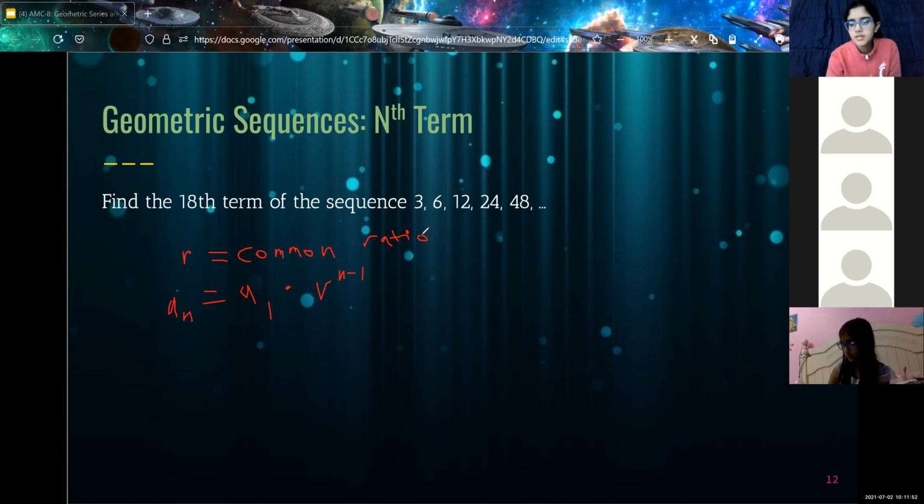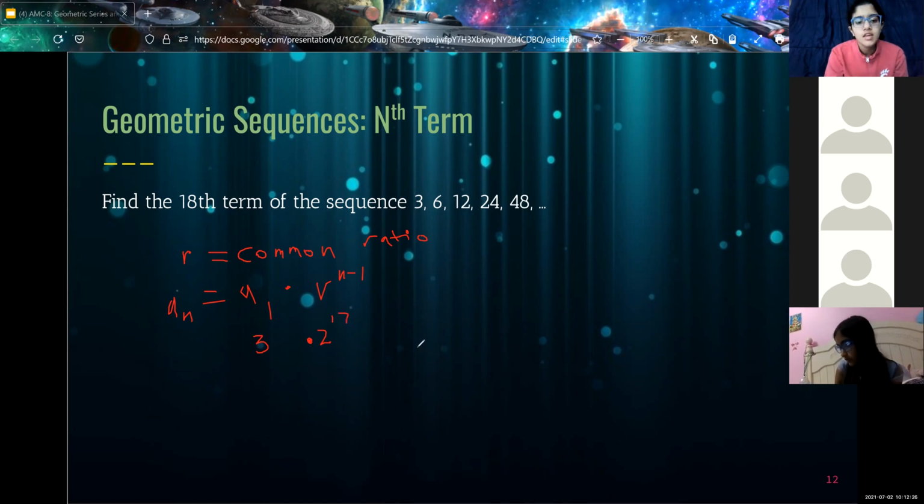Okay, so in the chat, I see someone typed the ratio. So yes, the ratio is 2, and then the first term would be what? In the chat, what would the first term be? Okay, yeah. So the first term would be 3, right? And what would n minus 1 be? In the chat, what would n minus 1 be? Yeah. Okay, it would be 17.